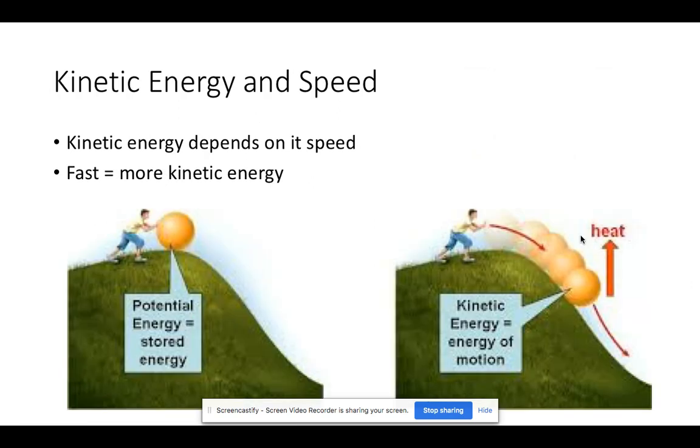Kinetic energy depends on an object's speed. So if you think something's going fast, the faster it goes, the more kinetic energy it has. As it's up here and it's not moving, it has stored energy or potential energy. And as it moves down the hill, that's when you have the kinetic energy, the energy of motion.